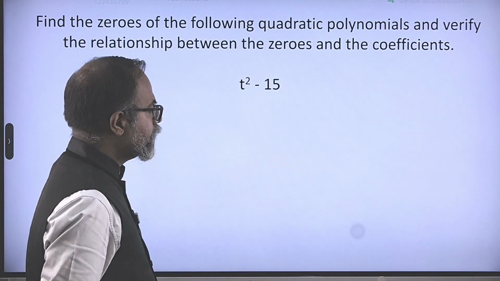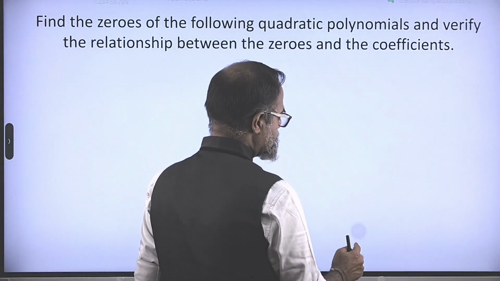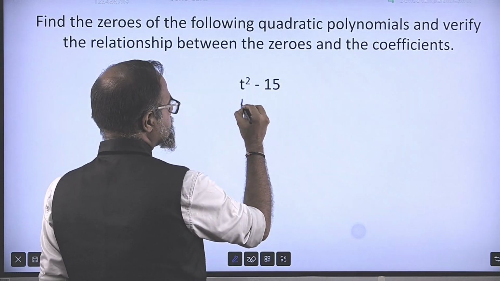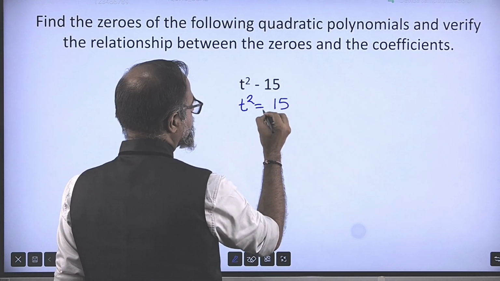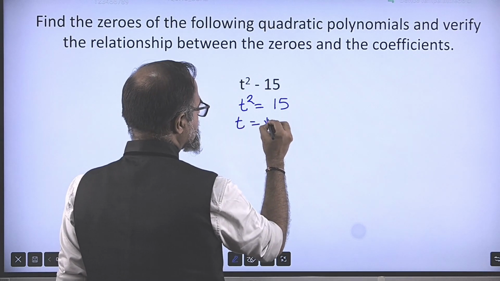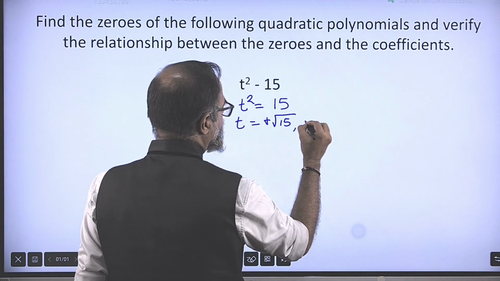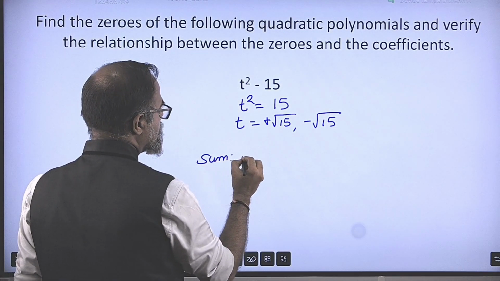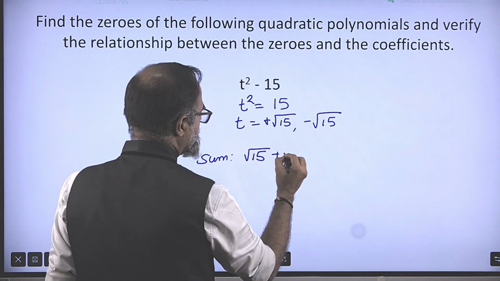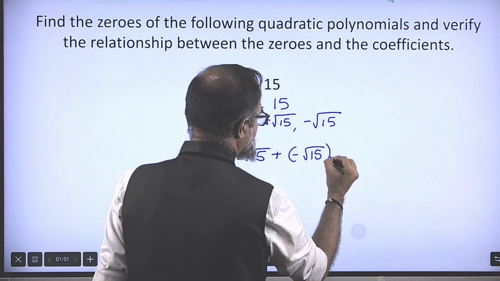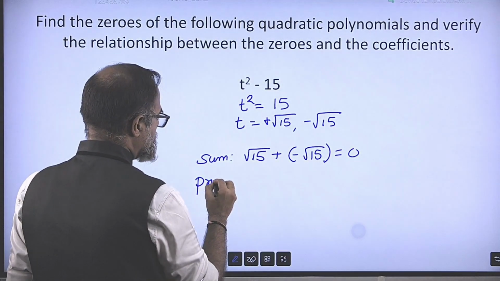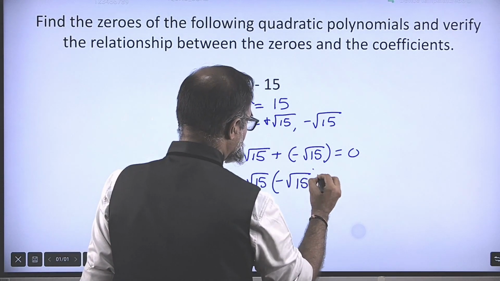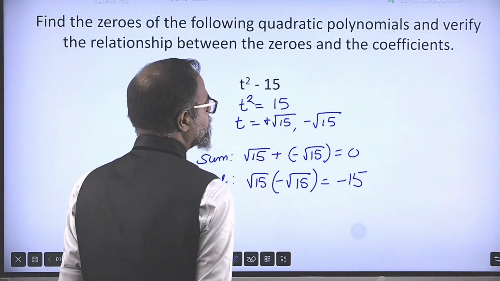Now t square minus 15. Now this is a pretty interesting example. t square minus 15 equal to 0 means t square is equal to 15. So t is either positive root 15 or negative root 15. So sum of the roots is positive root 15 plus negative root 15, which is 0, and product of the roots is root 15 multiplied by negative root 15, which is minus 15.